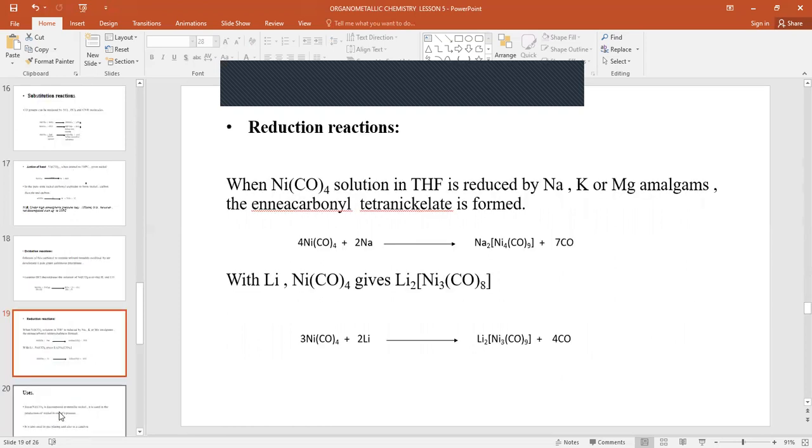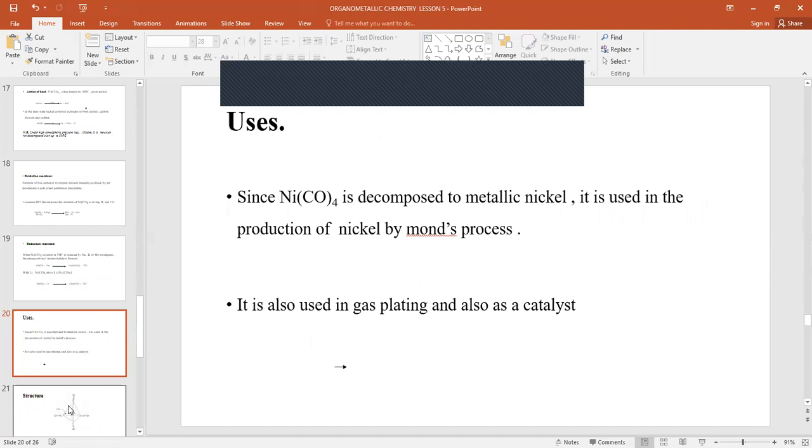Reduction reaction. When a nickel tetracarbonyl solution in tetrahydrofuran is reduced by sodium or potassium or magnesium amalgam, the carbonyl tetranickelate is formed. While with lithium, nickel tetracarbonyl gives rise to lithium trinickel octacarbonyl. Uses.